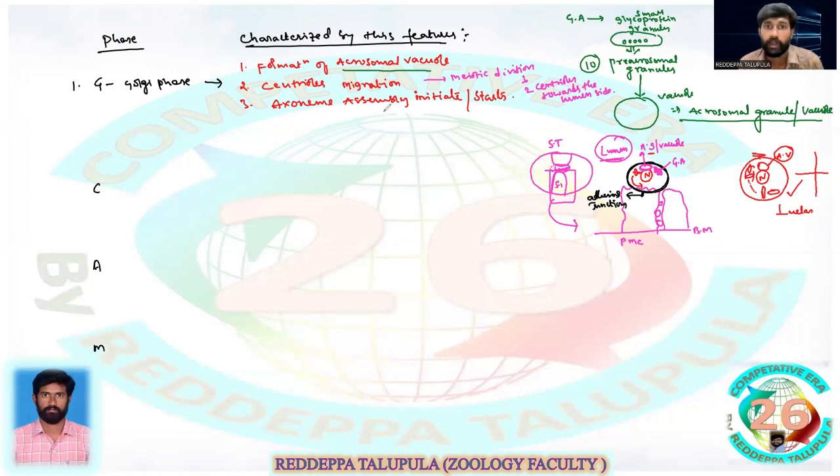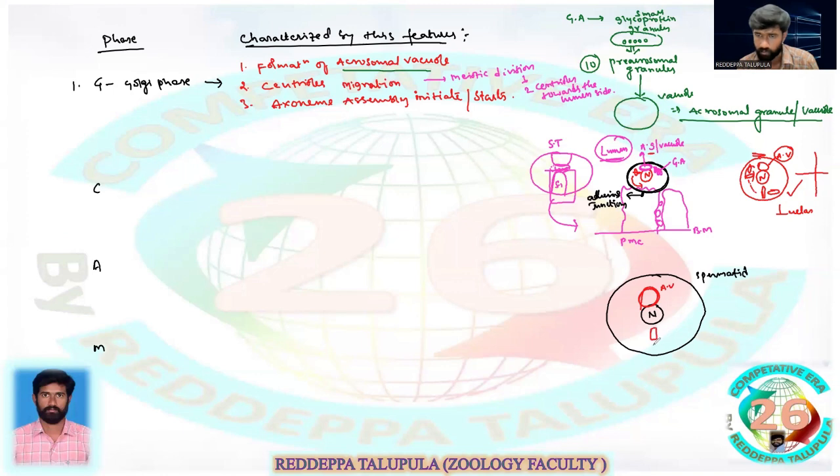Next, axoneme assembly initiation. Now see what will happen. It is the spermatid. Here the nucleus will be. The acrosomal vacuole is formed here. Now there will be two centrioles. This is one centriole and another will be the other centriole.